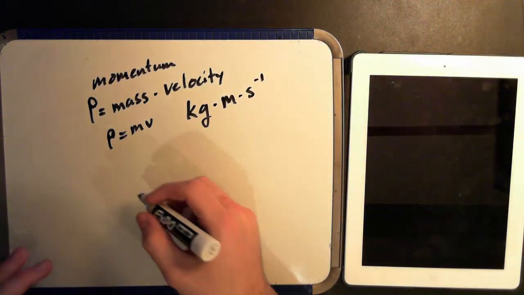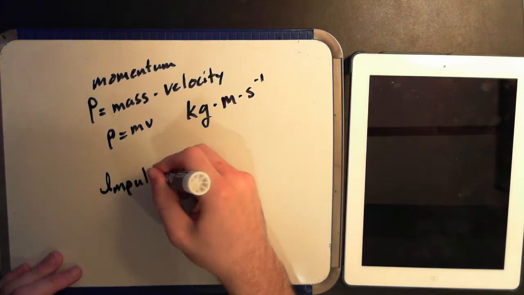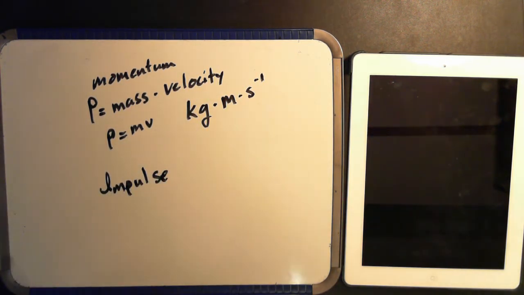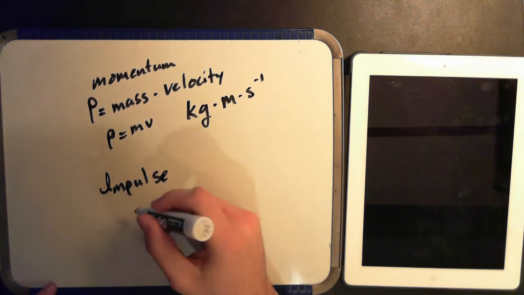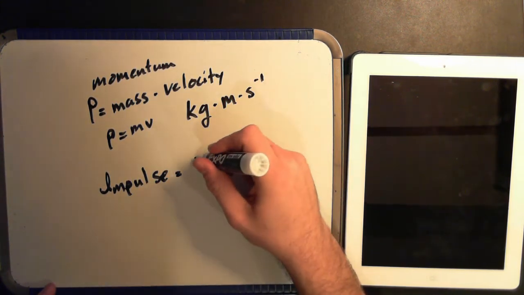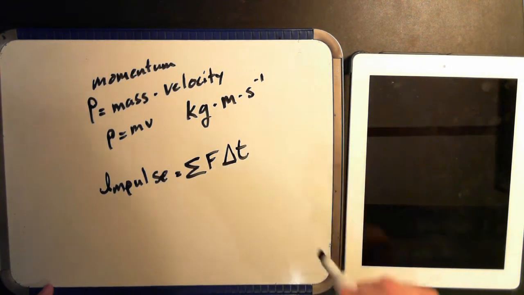Alright, and impulse is the product of the net force acting on an object and the time interval, which is delta t. So it is the sum of the forces times the change in time.